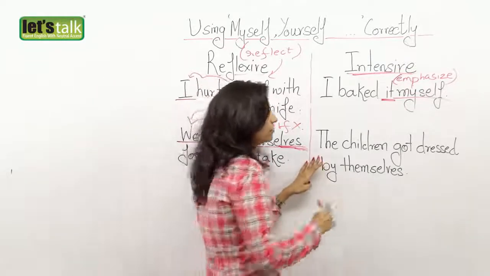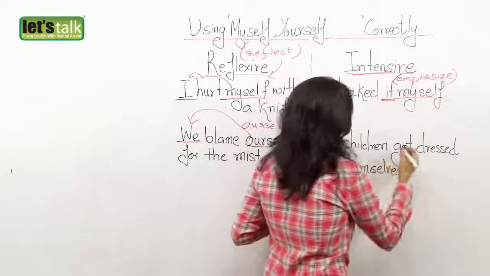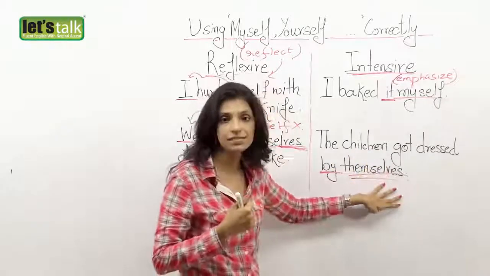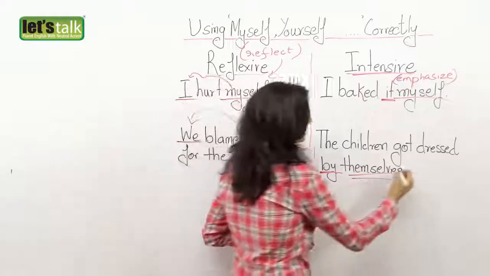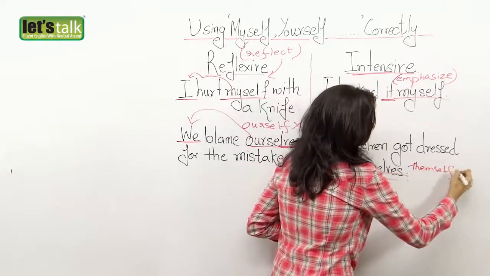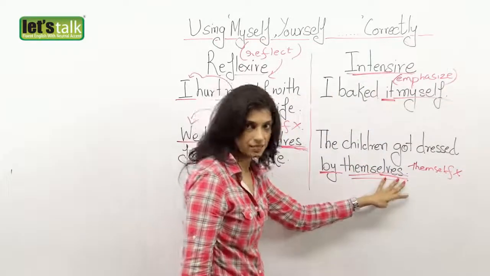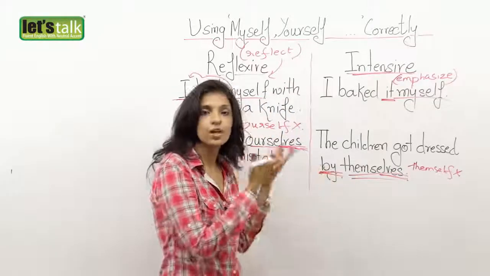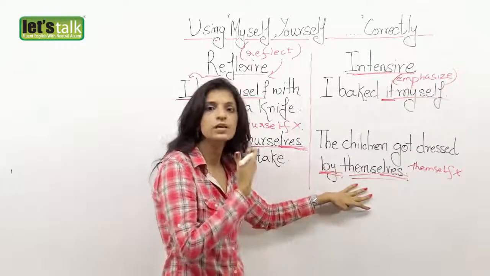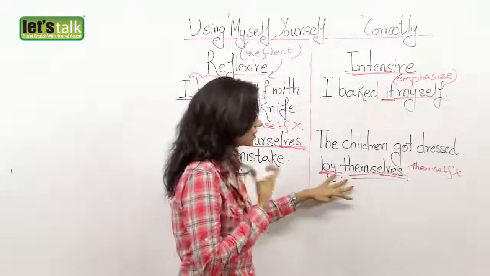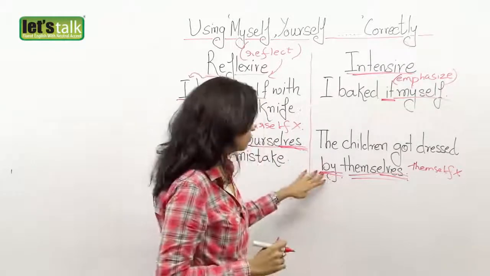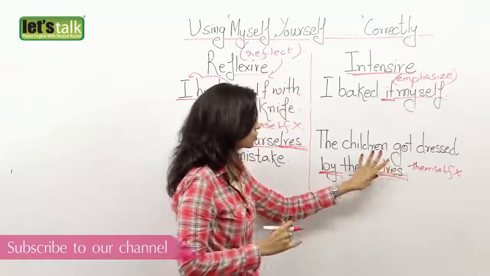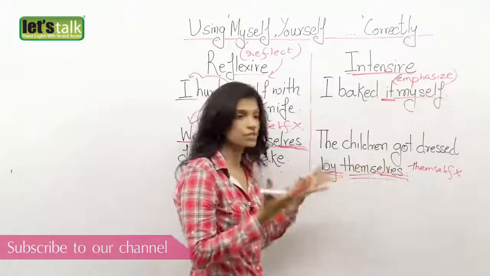In my next example, the children got dressed by themselves. Now, child is singular, but when I say children, I have to say themselves because it's plural. So remember, there is no word like themself. It is always themselves. Now in this sentence, I have used by just to show that they have done it on their own. When you do something on your own, like I did it by myself, it means that I did it alone without any help. I can also say the children got dressed, but when I say by themselves, I'm emphasizing.